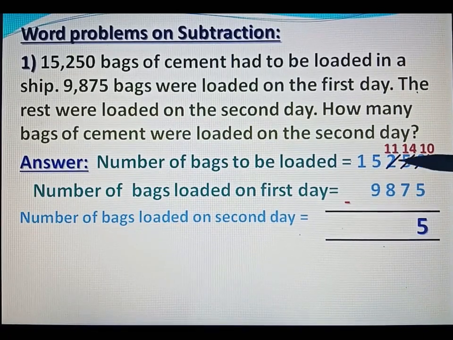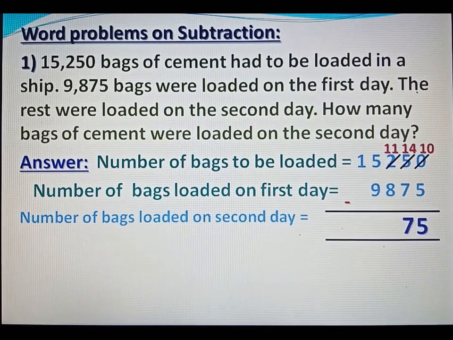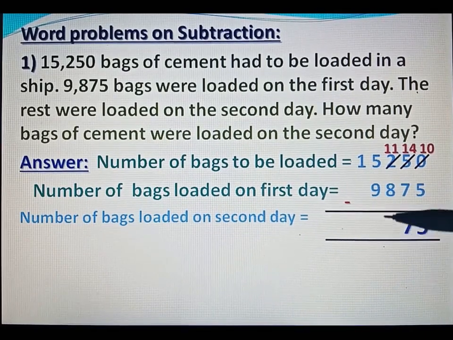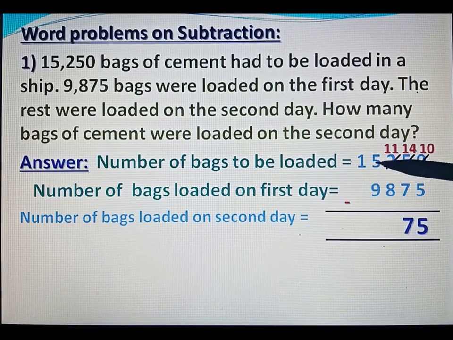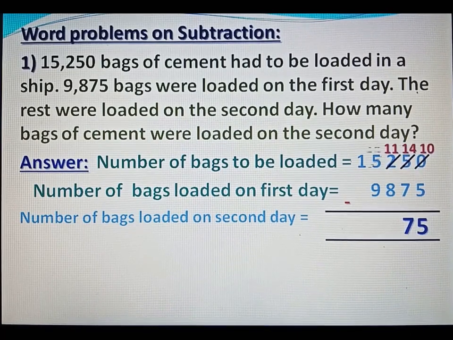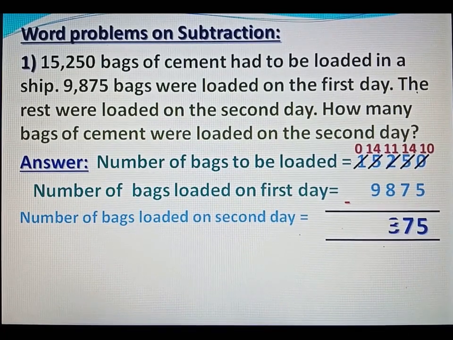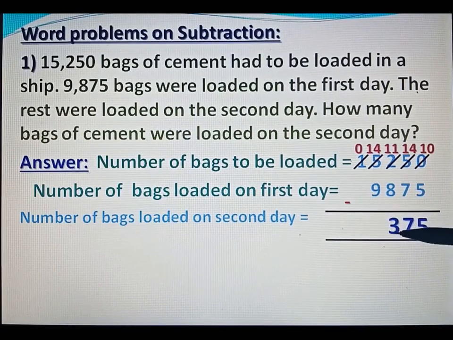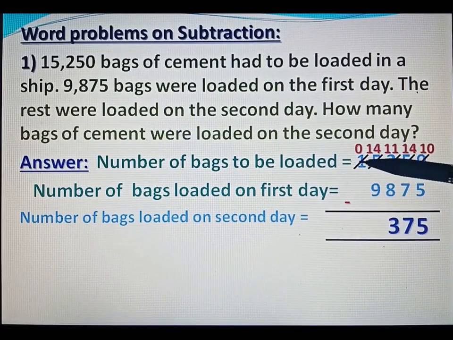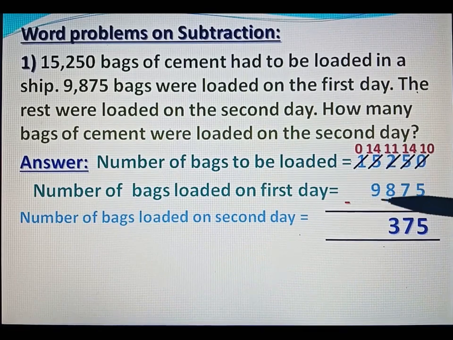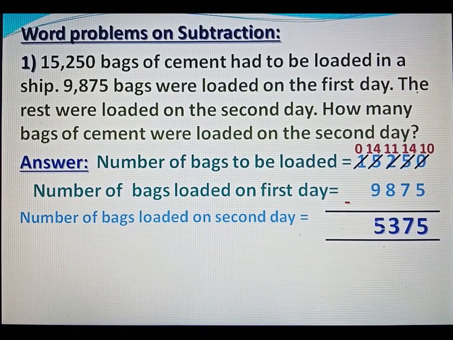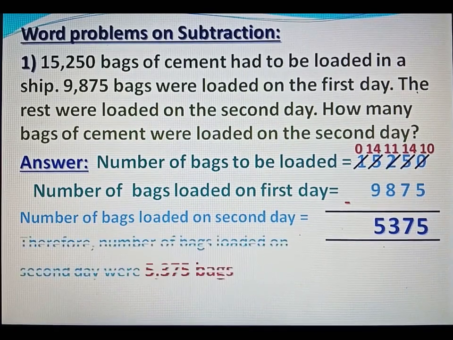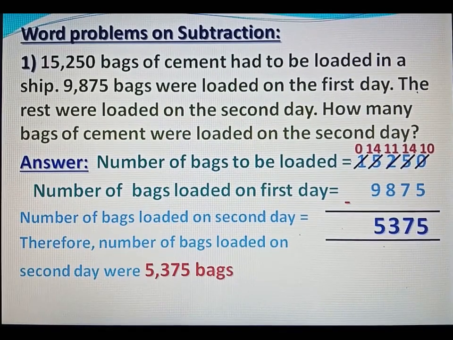Now this we will borrow from 2, so it will be 14. So 14 minus 7, 7. This we will borrow from 5, so it will be 4, and this will be 11. So 11 minus 8, 3. We will borrow from this 1, so it will be 14. 14 minus 9, 5. So therefore the number of bags loaded on the second day were 5375 bags.